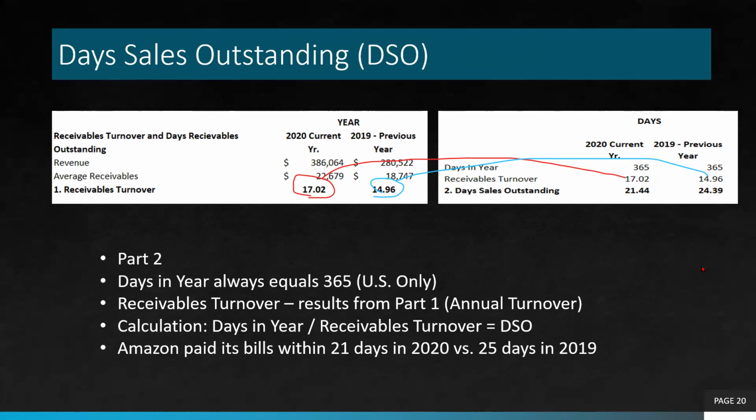So again, what does this mean? This means that Amazon is able to receive payments from vendors on average every 21 days in 2020, which it was at 24.39 in the previous year. So that again indicates that there's been an improvement.